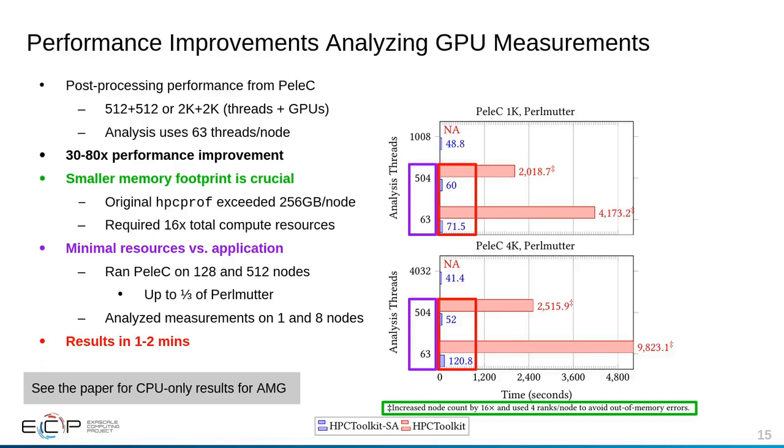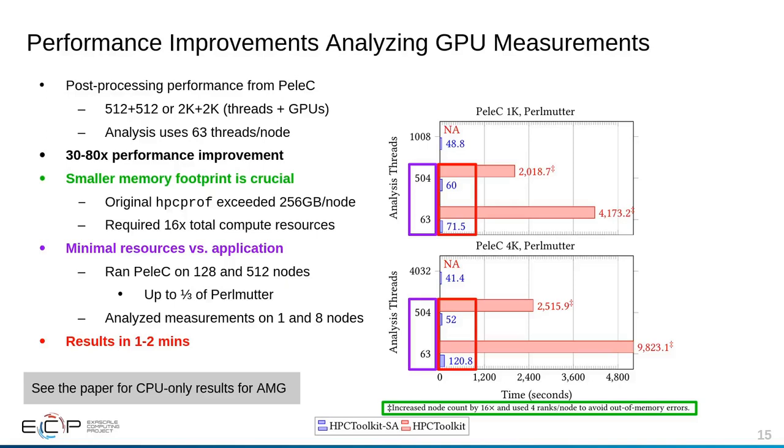Another critical benefit to our improved HPCToolkit is that we only use a fraction of the compute resources used by the application. In these experiments, we ran Pele-C on up to a third of Perlmutter, 500 nodes, while for analysis we only needed 8 or even a single compute node. This scaling allows us to analyze applications running at full scale without incurring an unreasonable analysis overhead.